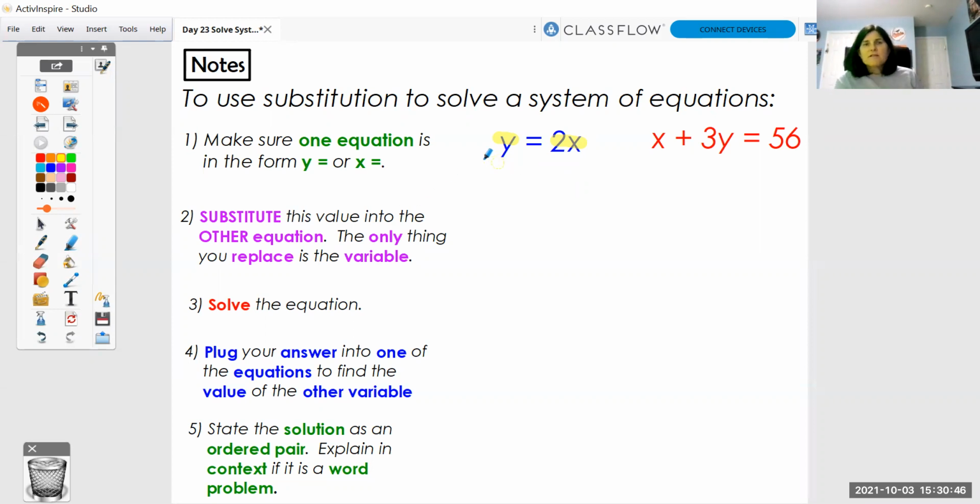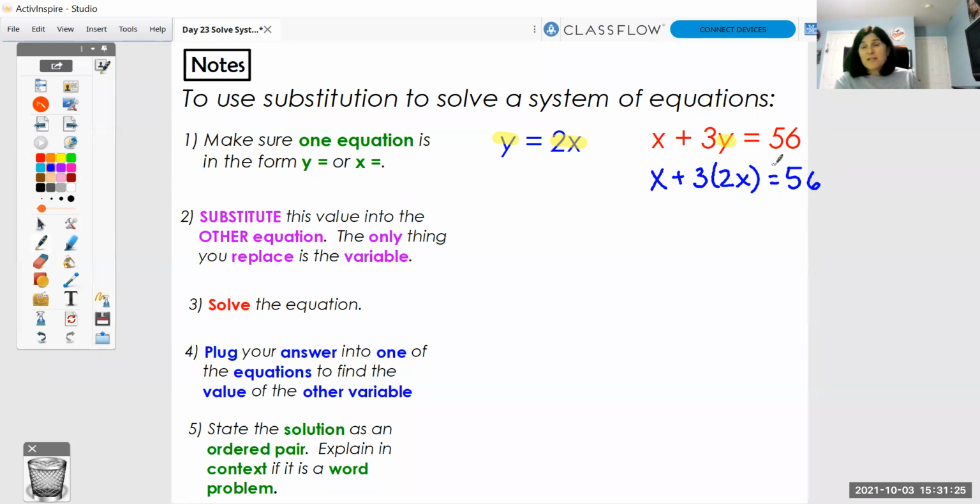You ready? So another name for y is 2x. So instead of y in my second equation, I'm going to substitute 2x. Here we go. I'm going to rewrite my equation. I'm going to do x plus 3, and then instead of y, I'm going to write the other name for y, which is 2x. 3 times 2x, and that equals 56.